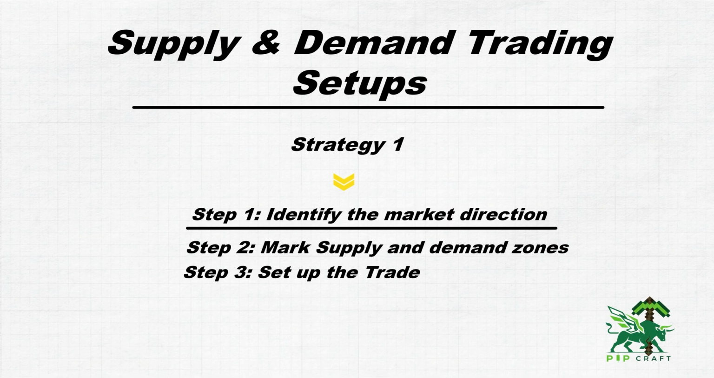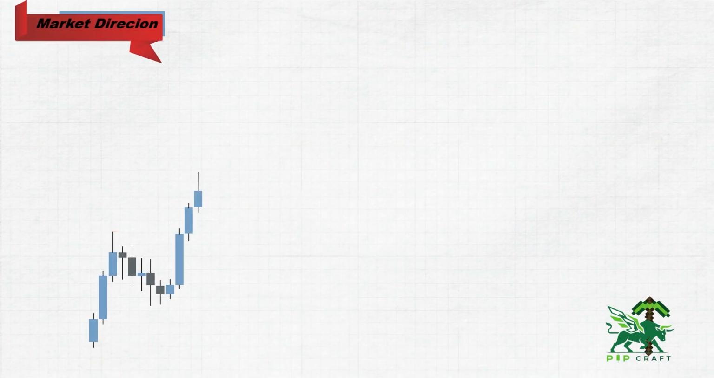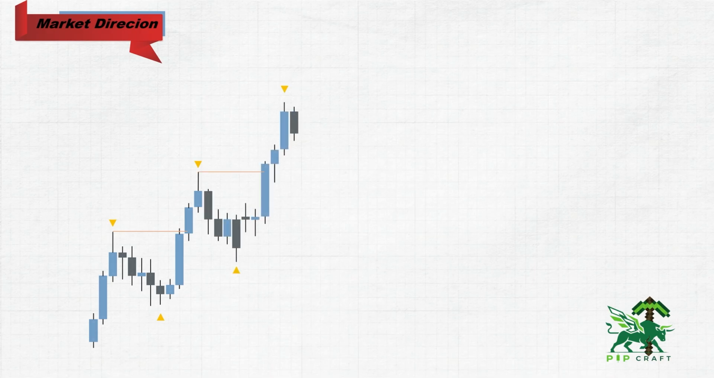Step 1 is to identify the market direction, because we always want to trade with the trend. Here's a brief explanation of how to quickly identify it. When price forms a 1, 2, 3 move, followed by a breakout, we have a trend. If price breaks above the most recent swing high again, that confirms trend continuation.